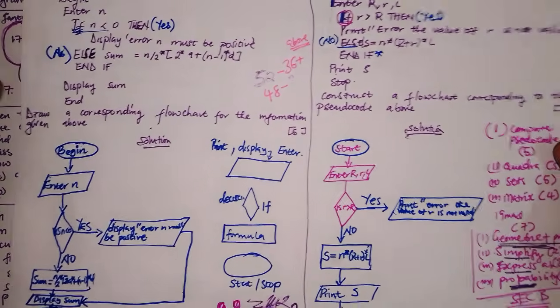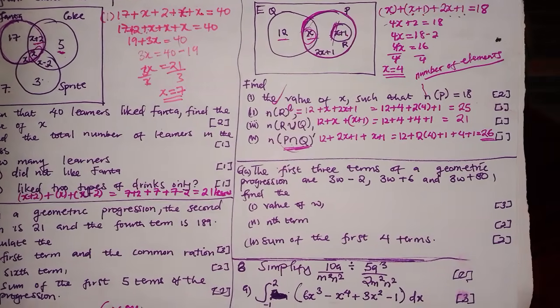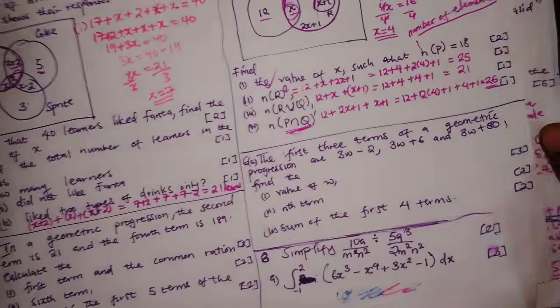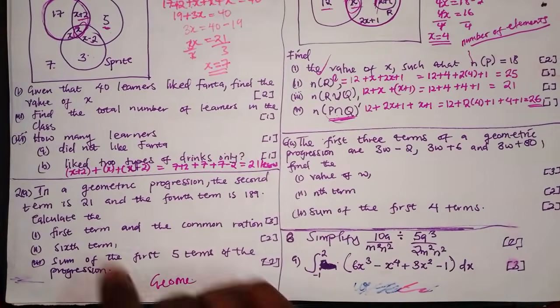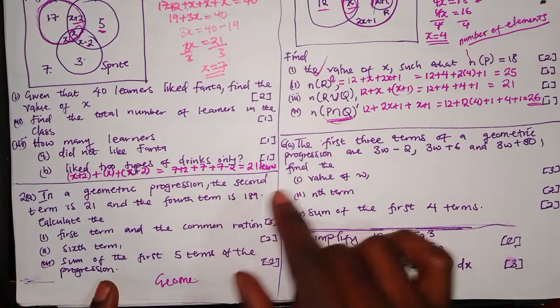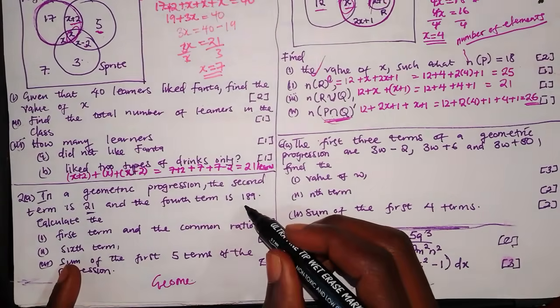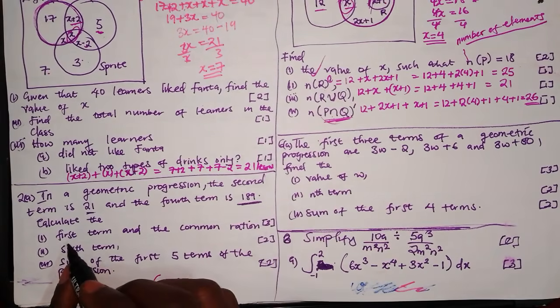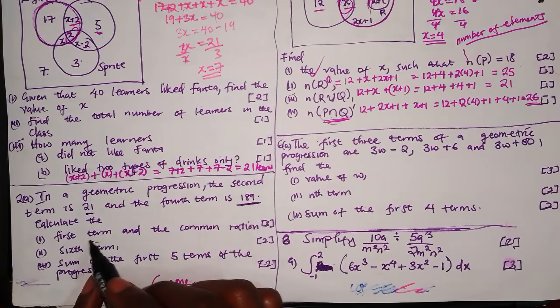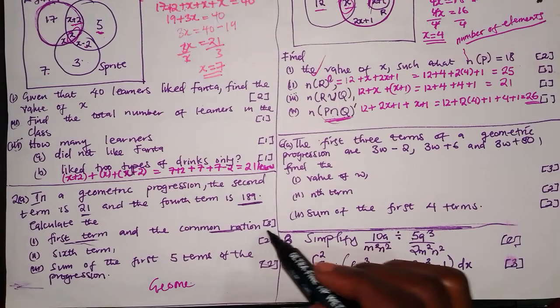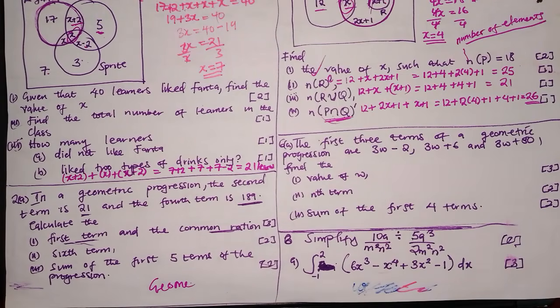So to begin our lesson today, we are going to start with the geometric progression because it has a lot of marks. So we have here with us our question, which is saying, in a geometric progression, the second term is 21, the fourth term is 189. Calculate the first term and the common ratio. So it's 3 marks.